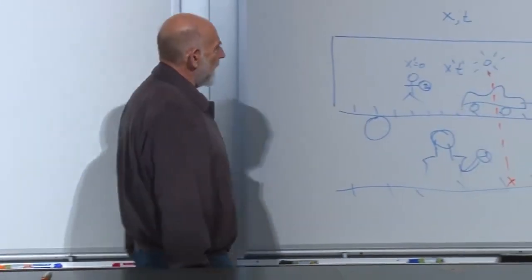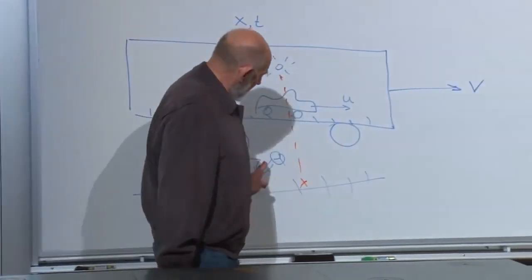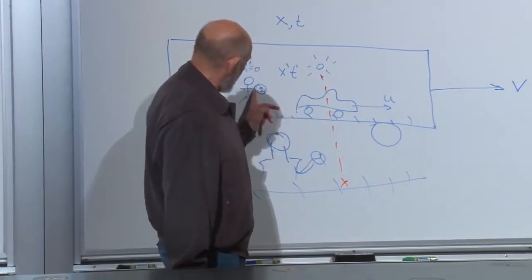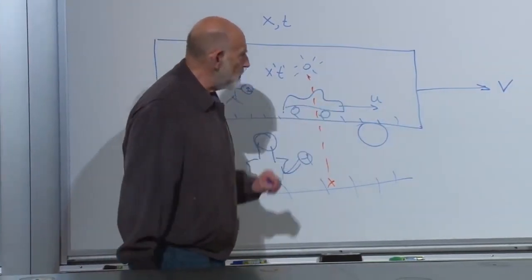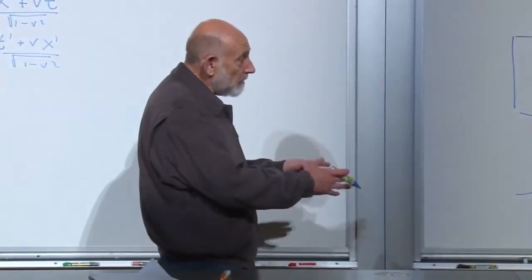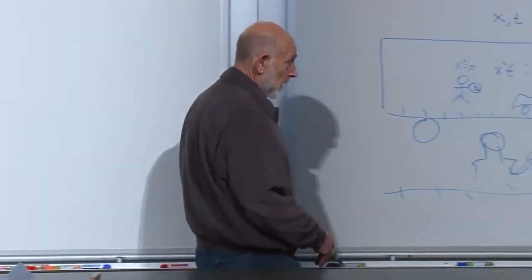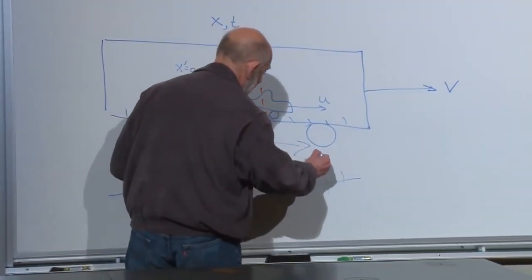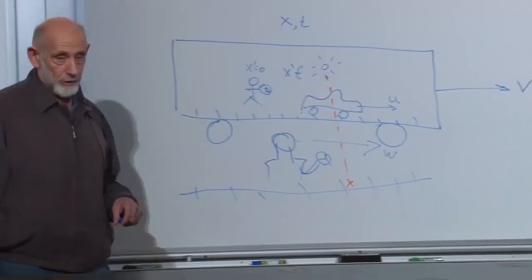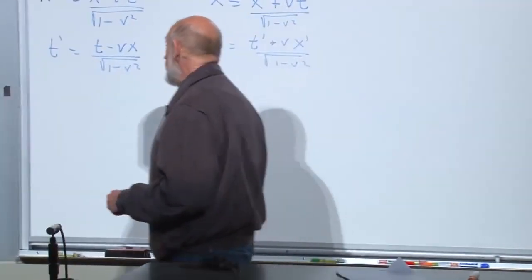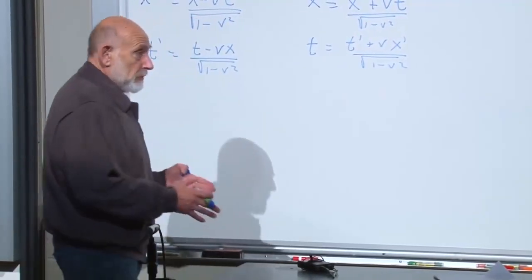And so I prefer to say the velocity of the train is V relative to the stationary observer. The velocity of the car relative to the train is U. And the velocity of the car relative to the stationary observer I will call W. All right, so the stationary observer sees the car move with velocity W. And the question is, what is W in terms of U and V? And the answer is just to use a bit of logic.